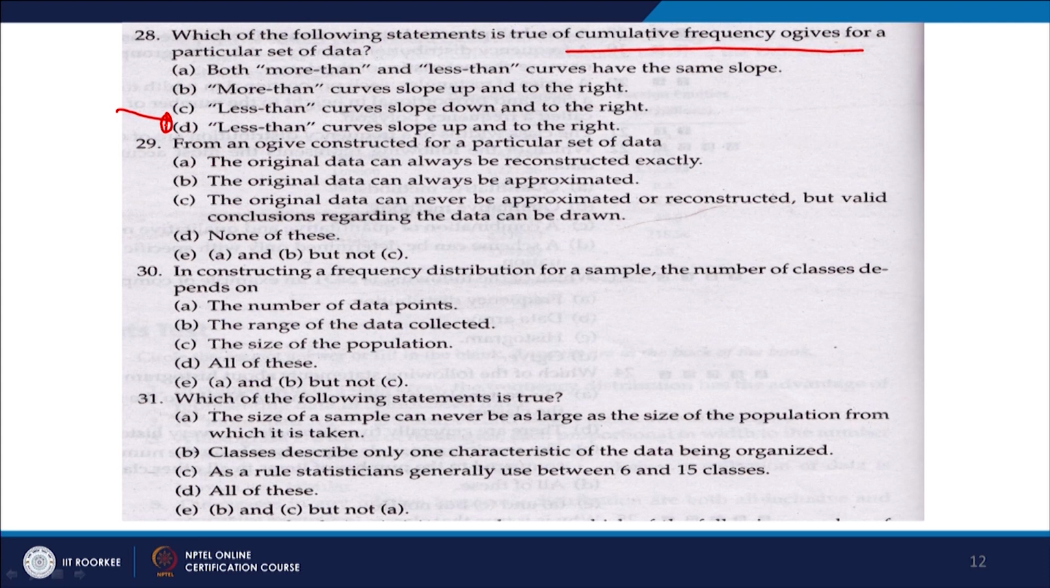29th. From an ogive constructed for a particular set of data, which is correct out of this? Let us look at this. The original data can always be reconstructed exactly. No, you cannot reconstruct exactly, you can only approximate. So, from an ogive constructed for a particular set of data, the original data can always be approximated, right. So, these two are again false, all these three and this A. So, B part is correct.